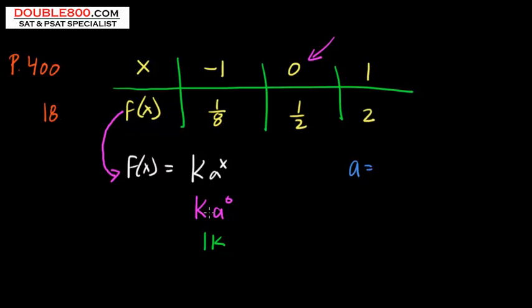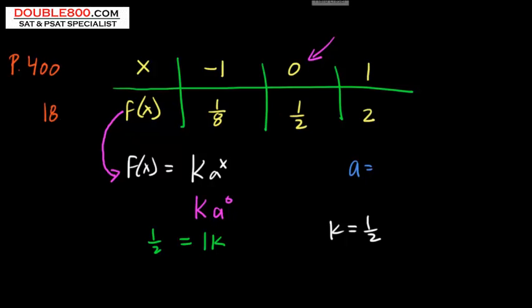What is the value of the function when x is 0? We plugged in 0 here. We followed the rules, we know the corresponding value of the function is 1/2, and so now we can figure out what the constant is. K is 1/2. I'm just going to put this off to the side.